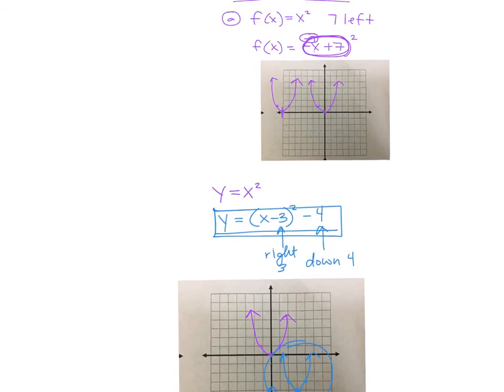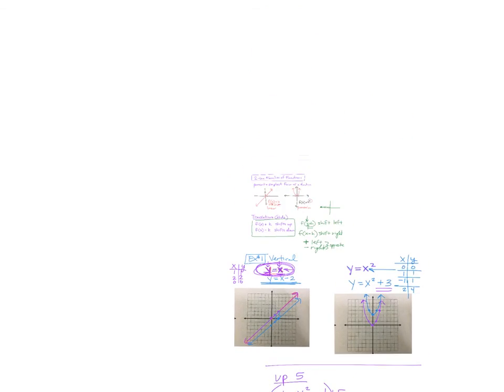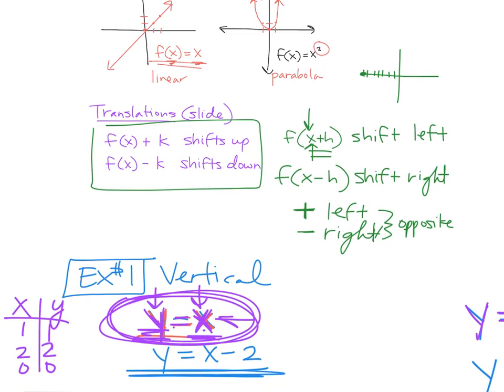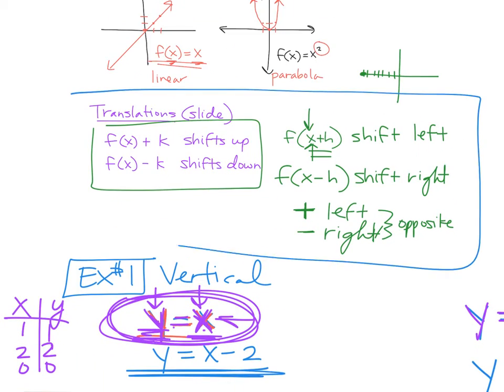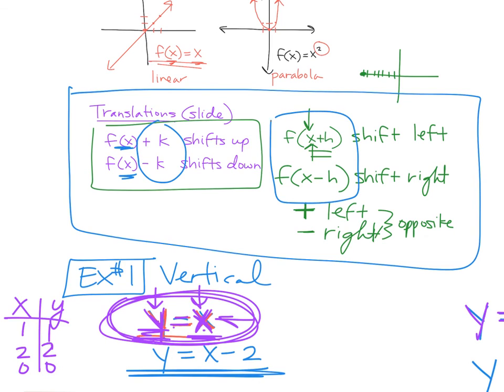Okay, here's the deal, guys. This is what you need to know. If you know this, then you can do all of this. If it is outside of your x, it's up and down. And you follow plus is up, minus is down. If you are like this inside, then just go the opposite direction, but you're going left to right. Okay? Good?